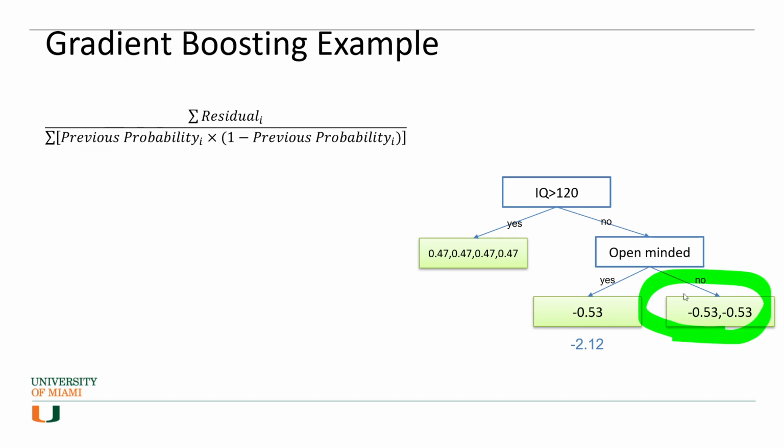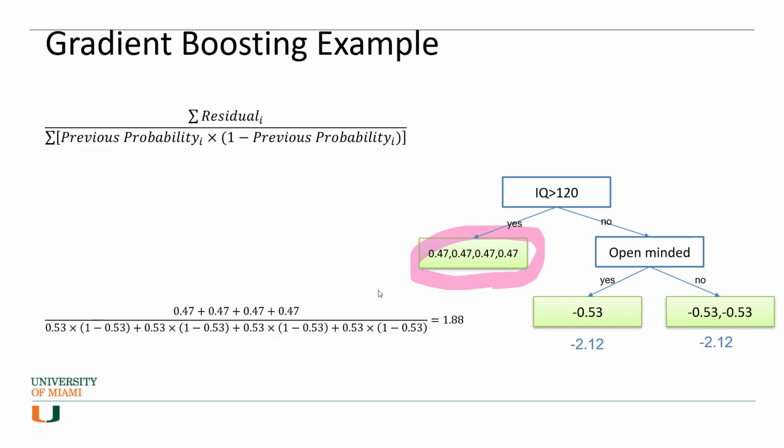Now, the next leaf is this one, and you can see that there are two observations here. So now we're actually going to use this summation. The residuals are negative 0.53 and negative 0.53 added together. And then the previous probabilities, again, were all 0.53 multiplied by 1 minus that probability, 0.53, added together. And this happens to be, again, negative 2.12 for this particular leaf. And if you do the same kind of calculation for this node, you're going to get 1.88, which is going to be the transformed output of this final leaf.